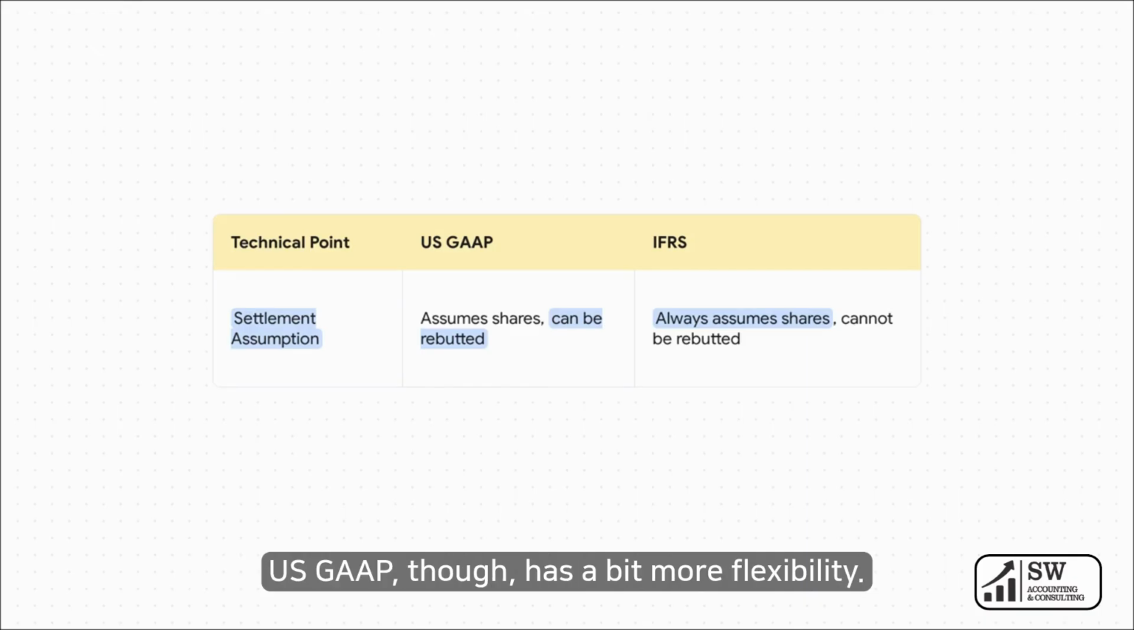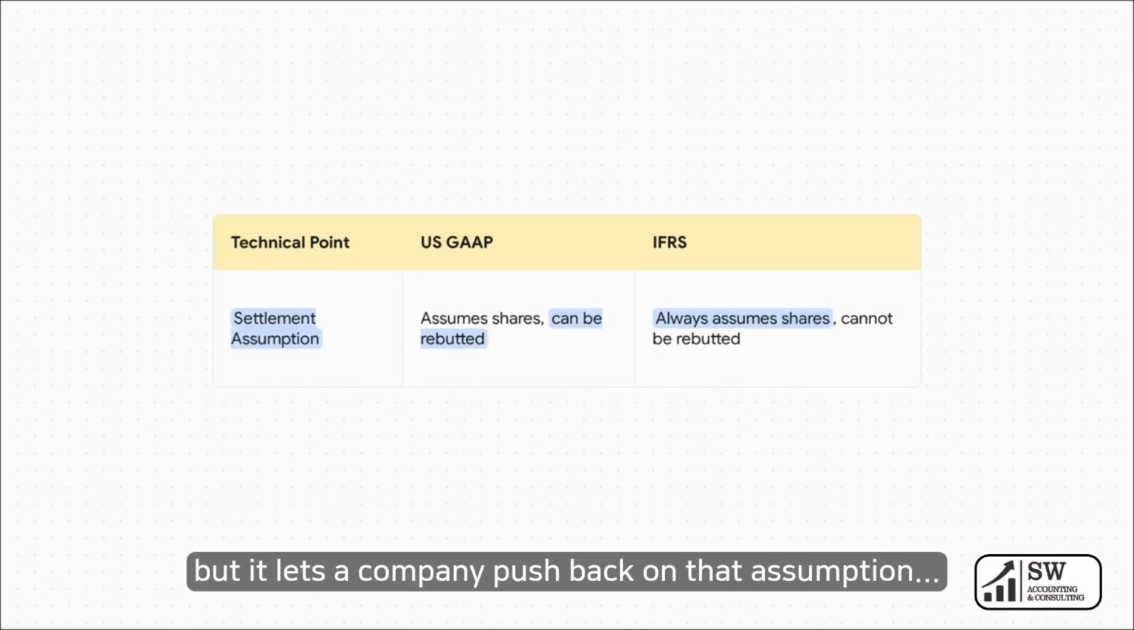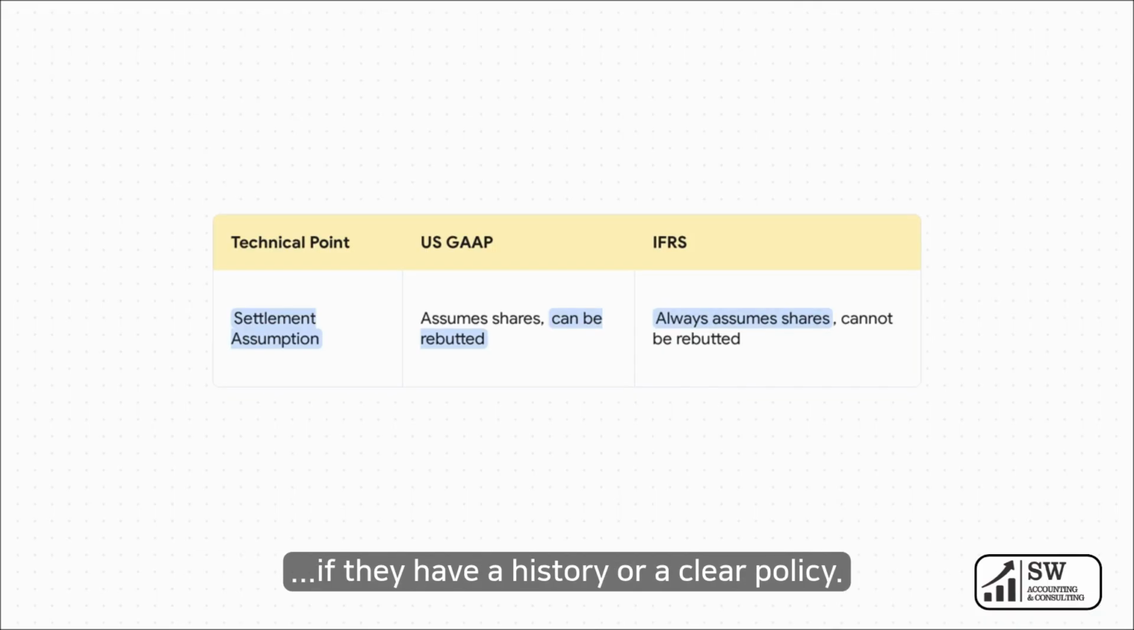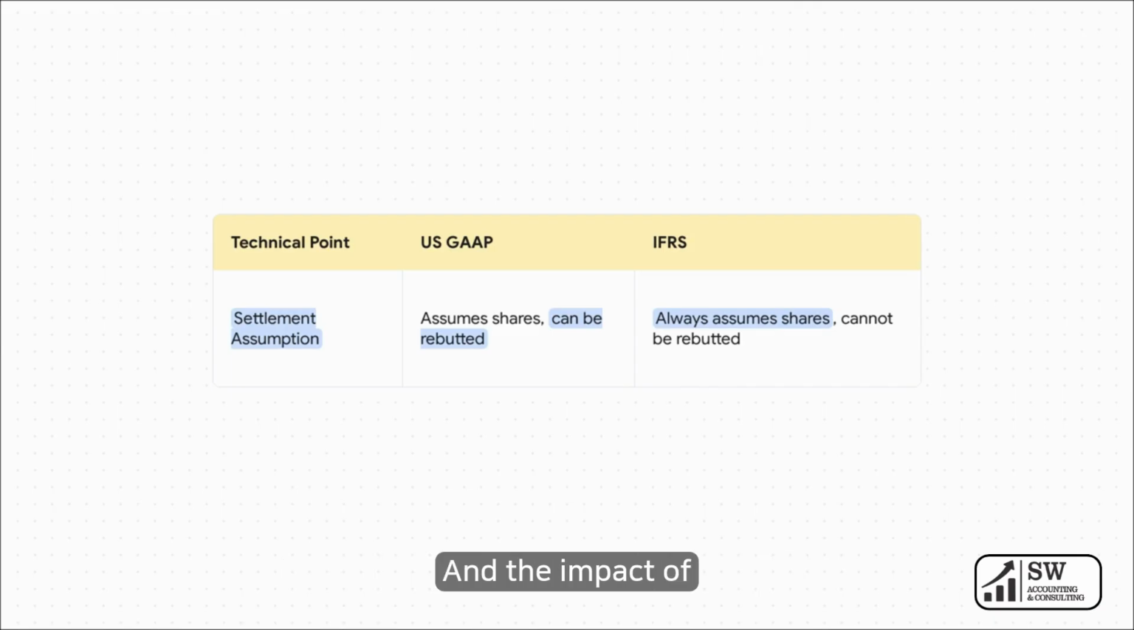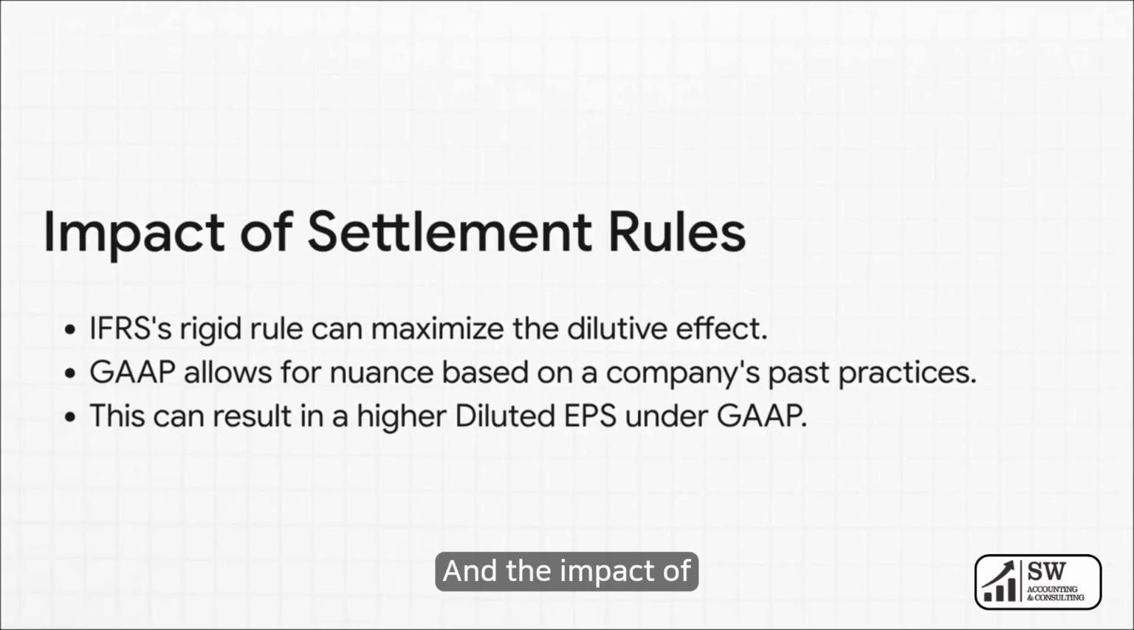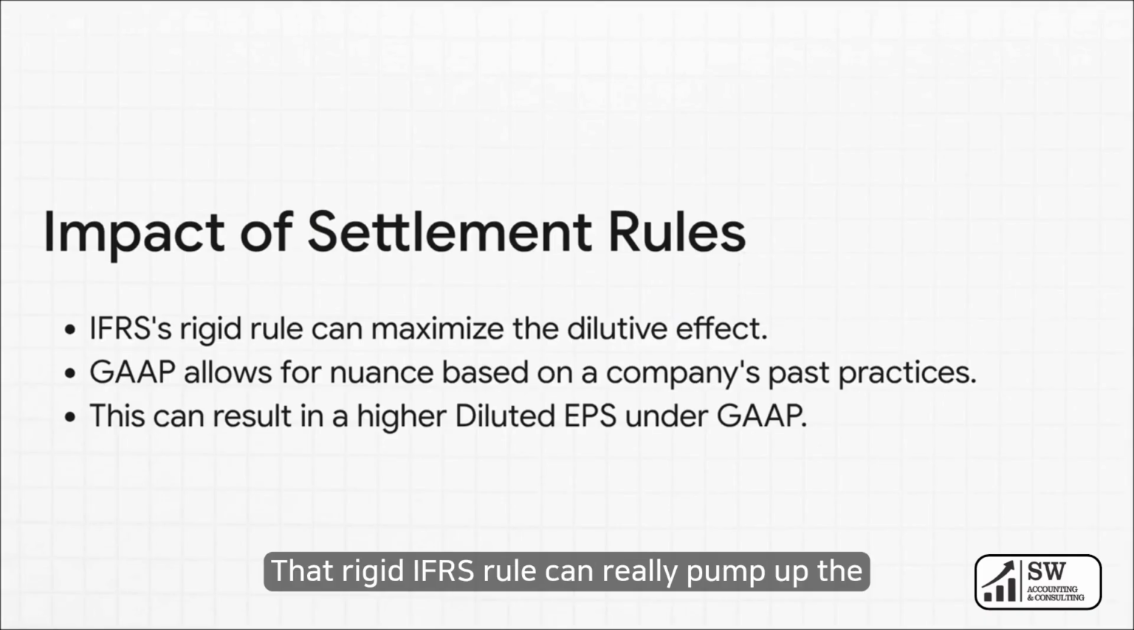US GAAP, though, has a bit more flexibility. It also starts by assuming share settlement, but it lets a company push back on that assumption if they have a history or a clear policy of settling in cash instead. And the impact of this is pretty obvious. That rigid IFRS rule can really pump up the number of potential shares you're dividing by, which pushes the diluted EPS figure down.